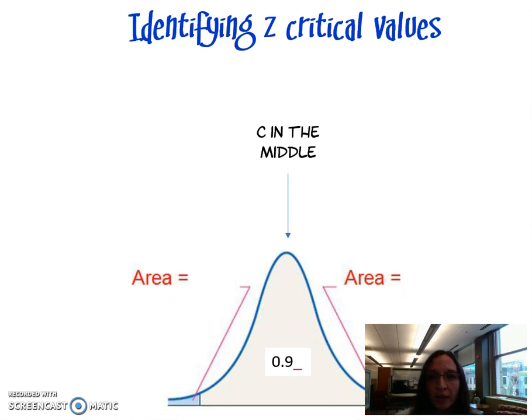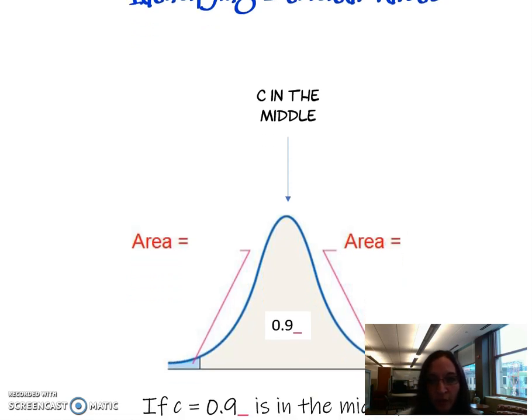So, in the process of identifying a critical value, the first question that you need to ask is how much is in the middle. That would be the given level of confidence. So I'm going to start off with 95% in the middle. So if our level of confidence is 0.95, that indicates the middle area.